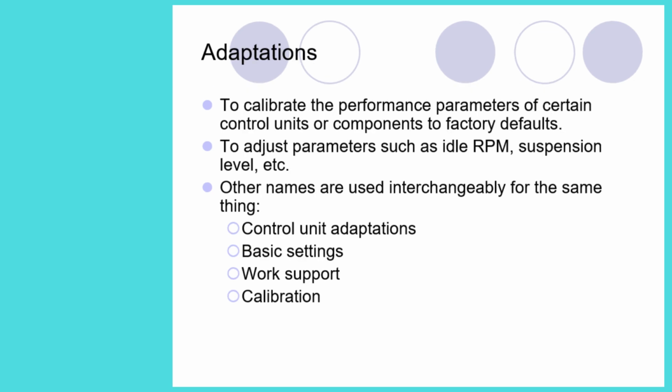Adaptations. To calibrate the performance parameters of certain control units or components to factory defaults. To adjust parameters such as idle RPM, suspension level, etc. Names are used interchangeably for the same thing by different manufacturers. Control unit adaptations, basic settings, work support, and calibration.